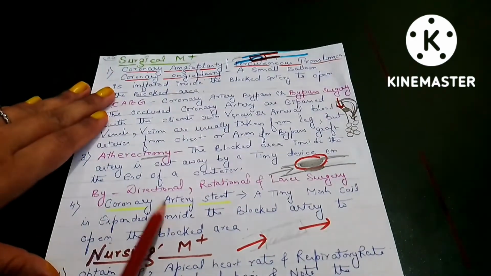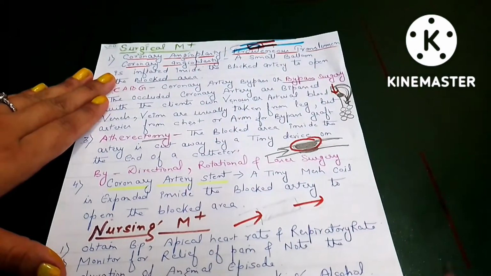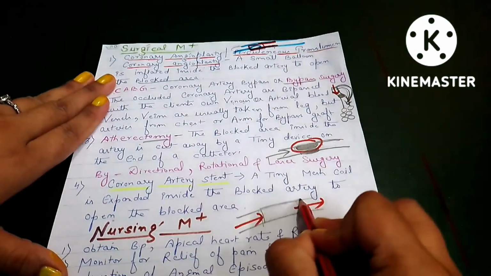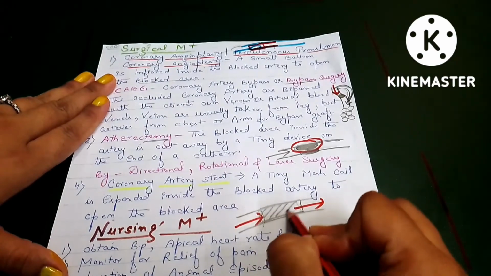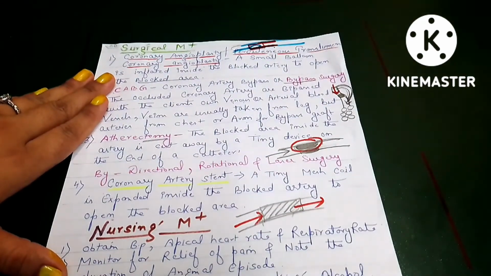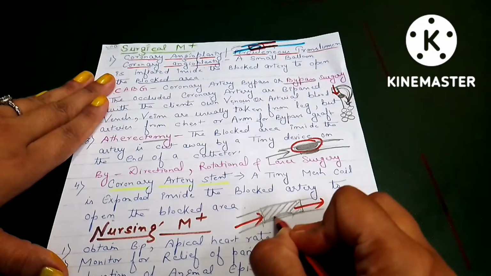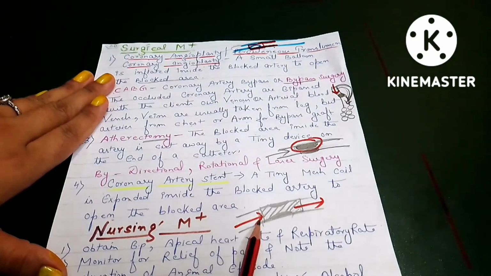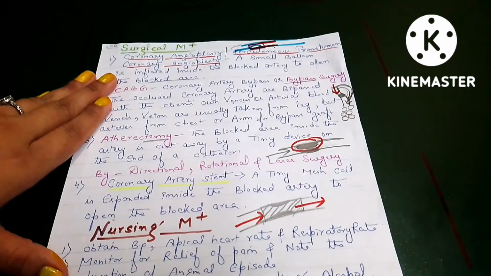Next comes the coronary artery stent. Okay, this is a mesh-like coil. This is our coronary artery and this is our mesh which we can place so that this plaque will get depressed here. Okay, and sometimes this stent, this mesh, releases a medication. This medication released by this mesh can help in the dilation of our artery.